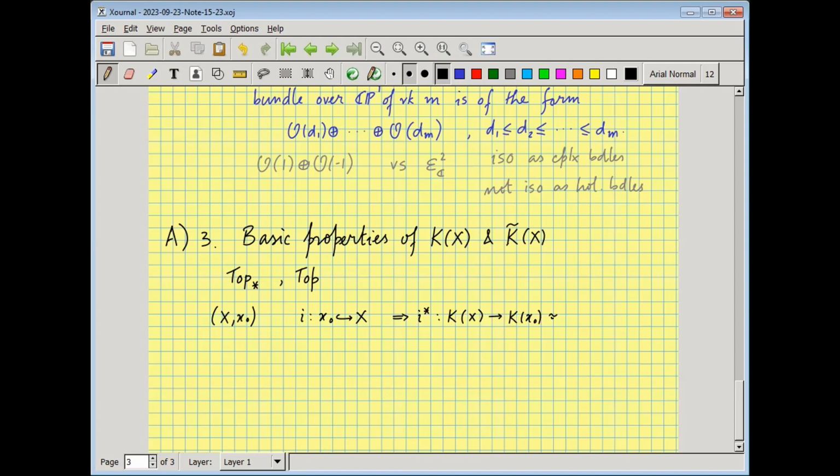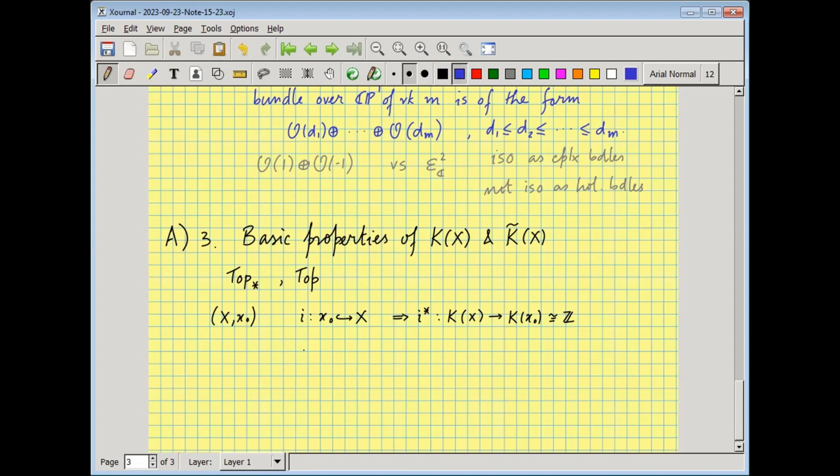But remember, this is just integers, because any bundle over x0 is just, I mean, a literal bundle is classified by its rank, and then if you take the group completion of the non-negative integers, you just get Z, right? So this is Z. So now you can talk about it's a map of rings, and you can talk about its kernel.